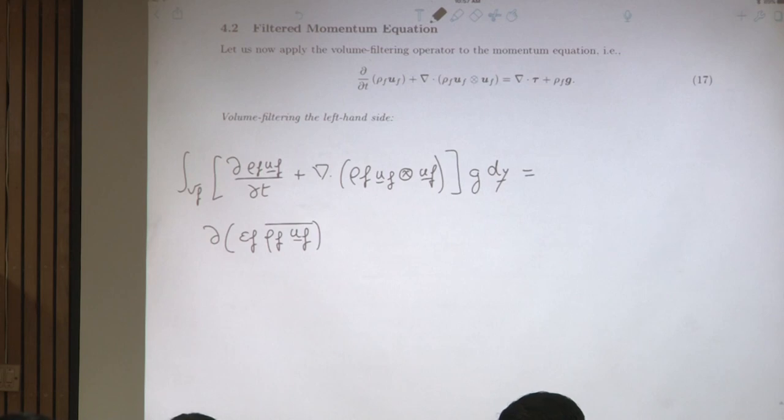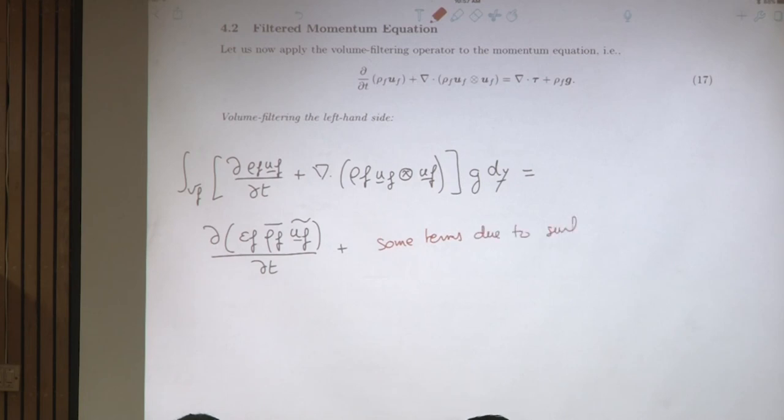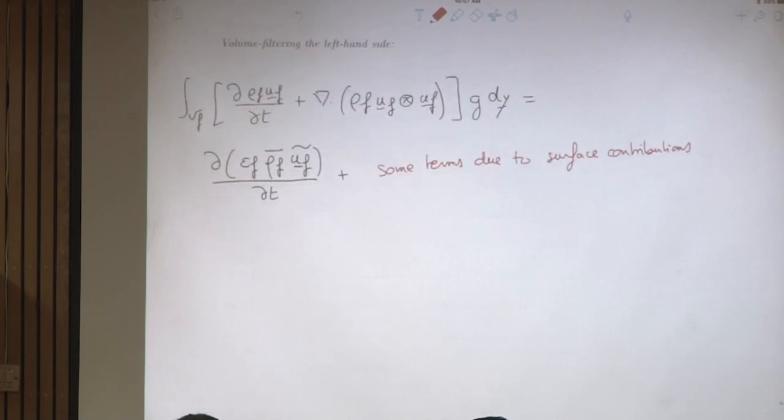I'll do the same thing as before. We're not going to worry about dealing with the filter of the product. So look up so that you don't get confused. I'm going to erase this bar, and I'm going to replace it by the filtered volume fraction density times the Favre filtered velocity. Okay. Times dt. And I'll go a bit crude here, and I'll just say, well, some terms due to surface contributions. There you go. Good science.